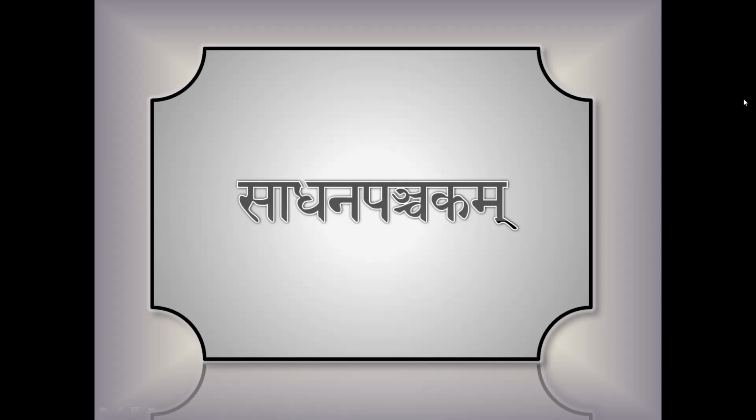So therefore, Shastra designed the individual life so beautifully that each portion of the Veda, which is divided into two parts, Karma Kanda and Jnana Kanda, contributes to each ashrama. How it contributes, we will see.